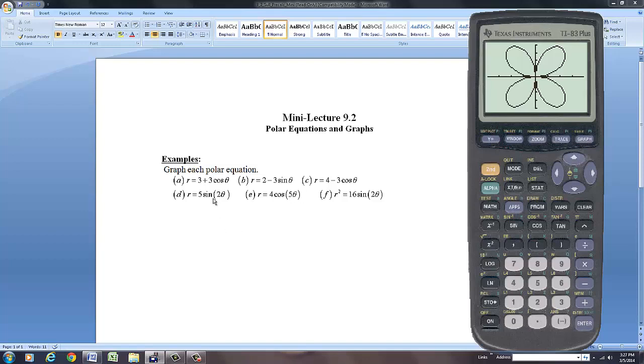Okay. So let's go to this, clear it, enter the next one, 4 cosine 5 theta, close parentheses. Again, I'm going to go to zoom 7, and there we have it, another rose curve with 5 petals.